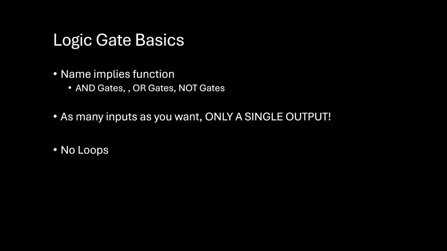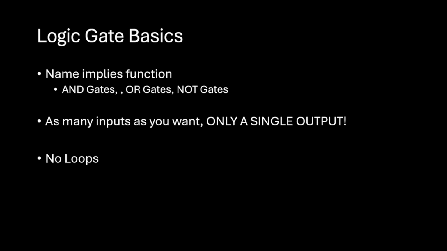Their name is going to imply their function. An AND gate is going to be just that. It's an AND gate, an OR gate is an OR gate, NOT gates are NOT gates. Pretty straightforward stuff. All right, so for these, something that's really important is you can have as many inputs as you want, but you can only have a single output.